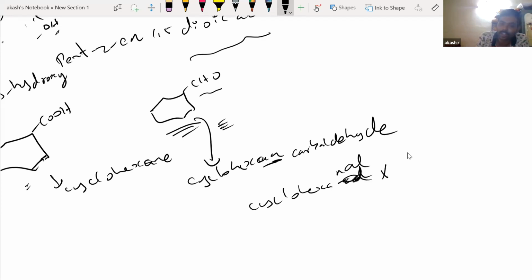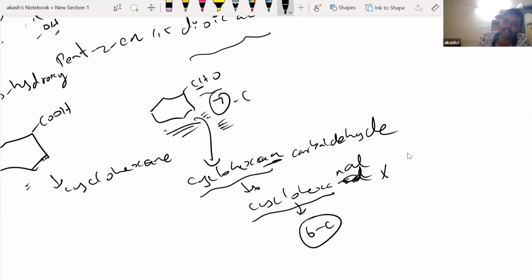If cyclohex were the root word, that means here I'll have only 6 carbon atoms. Correct? But look at this compound. I have 1, 2, 3, 4, 5, 6 in the ring, and 1 carbon atom in the CHO. Totally 7 carbon atoms are there. So if you write cyclohexanal, you're referring only to 6 carbon atoms, but in the compound we actually have 7. So that's why we write cyclohexane, 6 carbon atoms. If at all you write only al, it does not make sense, because that means it is included in the chain, but it is not. That's why we write carbaldehyde, representing the 1 carbon atom in the aldehyde. That's how we write it.